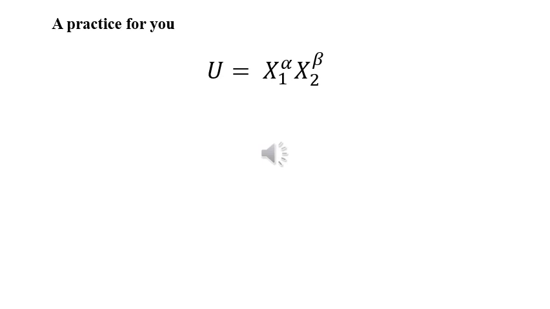Next lecture, we'll talk about the properties of indirect utility function.